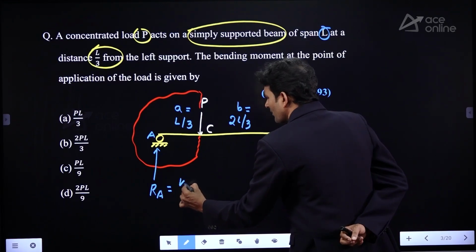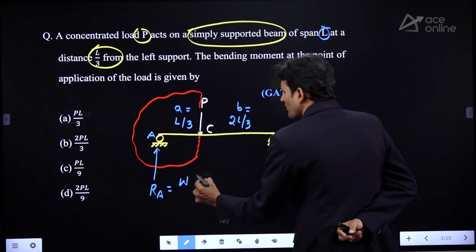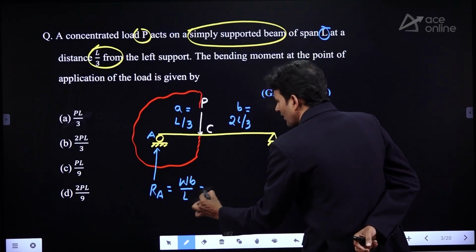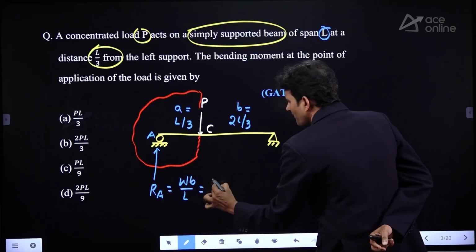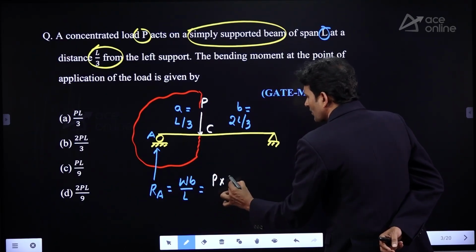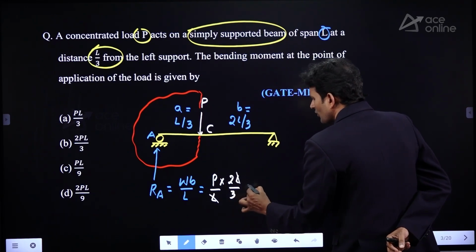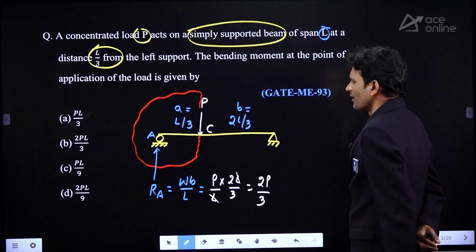RA, generally the reactions we are getting from the equations of equilibrium. Here I am using the standard formula, that is W times b divided by L. What is the W in this case? W is nothing but P. The b value is 2L divided by 3, upon L. This one is getting cancelled, giving 2P divided by 3. That is the RA value.